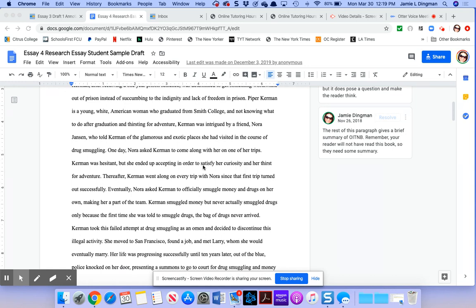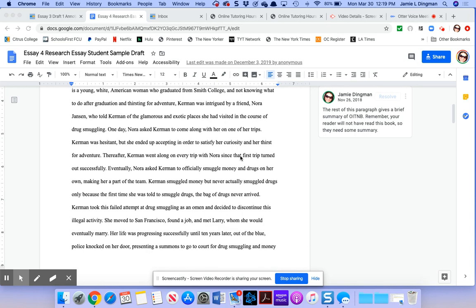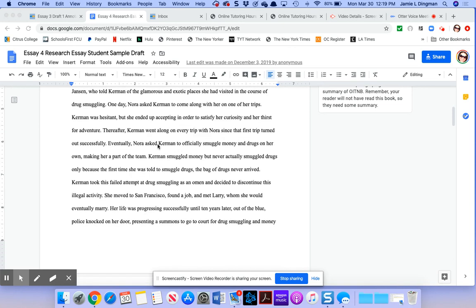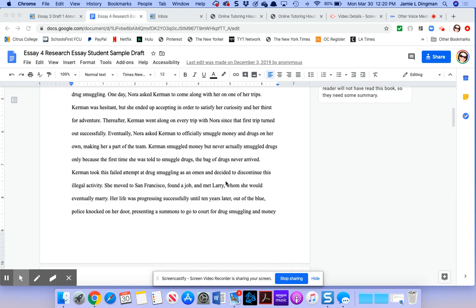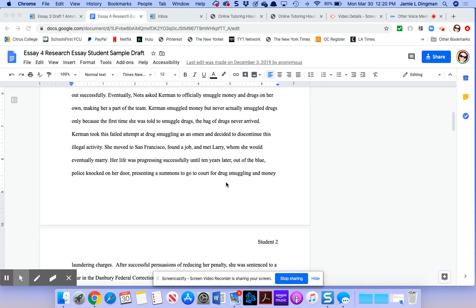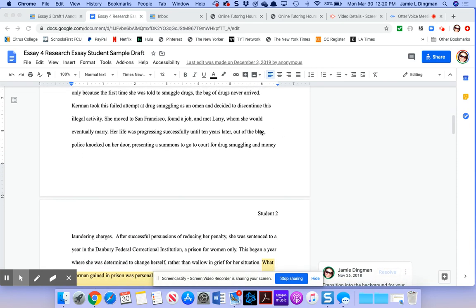One day, Nora asked Krimmen to come along with her on one of her trips. Krimmen was hesitant, but she ended up accepting in order to satisfy her curiosity and her thirst for adventure. Thereafter, Krimmen went along on every trip with Nora since that first trip turned out successfully. Eventually, Nora asked Krimmen to officially smuggle money and drugs on her own, making her a part of the team. Krimmen smuggled money, but never actually smuggled drugs, only because the first time she was told to smuggle drugs, the bag of drugs never arrived. Krimmen took this failed attempt at drug smuggling as an omen and decided to discontinue this illegal activity.